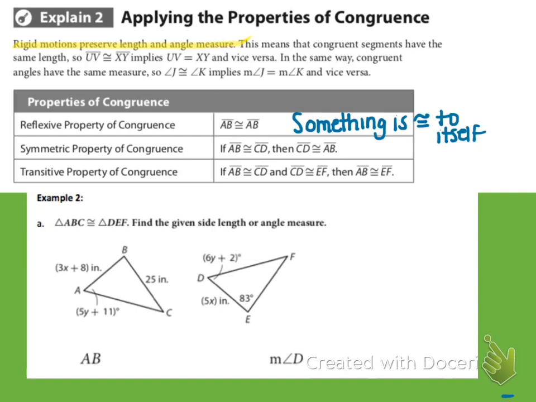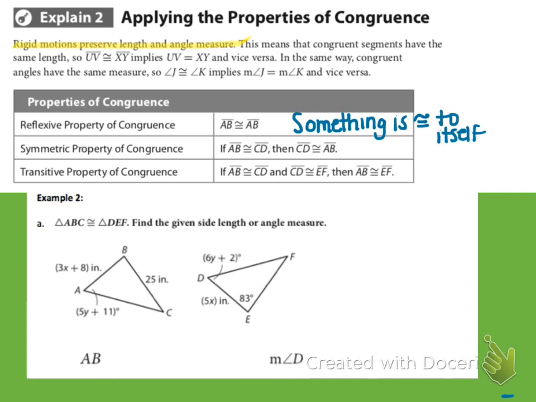And most of these properties are not really difficult to believe. They're pretty obvious things. The symmetric property of congruence, just like it was with equality, says you can take a congruent statement and reverse it, and it's still true. So if segment AB is congruent to segment CD, then we can also say that segment CD is congruent to segment AB. Both an equality statement and a congruent statement can be turned around, and they still mean the same thing.